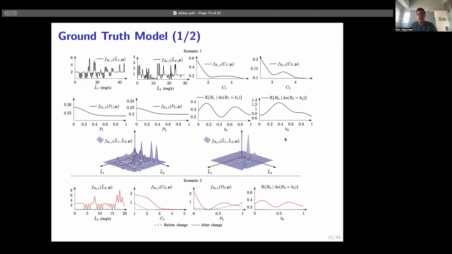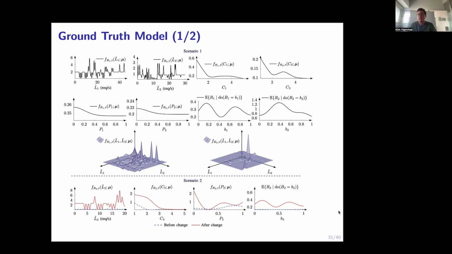And this is just a subset of the causal functions. So the main thing just to take away from the ground truth here is that the causal functions are quite complicated and they are not simple linear relationships. Especially the response time as a function of the load is very complicated.